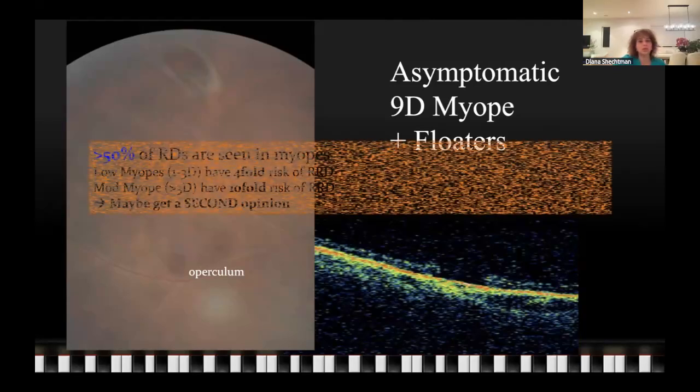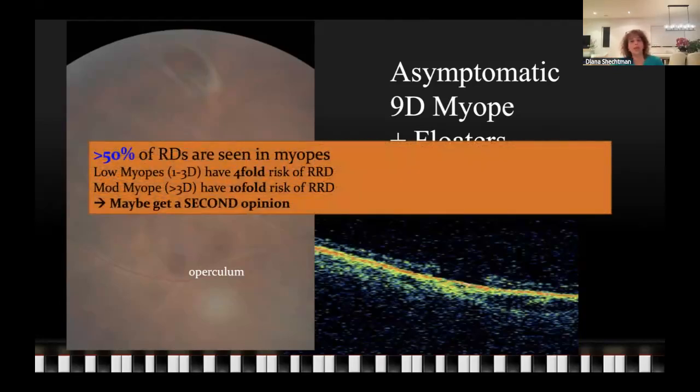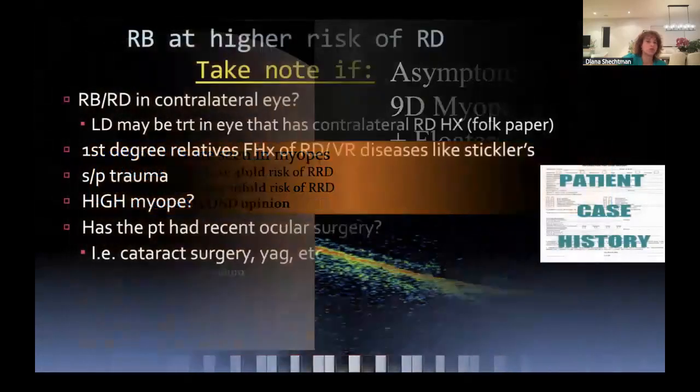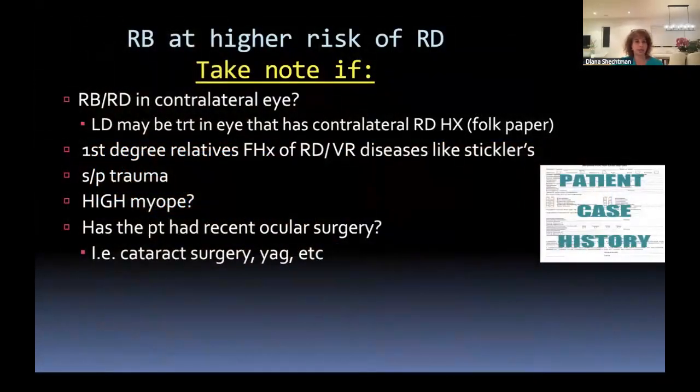I will tell you there's some surgeons who may treat. Why? Because there is an increased propensity of any kind of break in a myope having a higher chance towards a retinal detachment. Just by being a moderate to a high myope, you increase your chances of retinal detachment. So at the very least, you might want to get a second opinion.